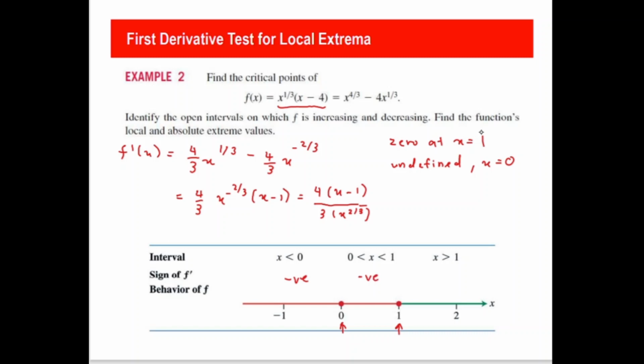For the second one, between 0 and 1, you'll find that it is also negative. You can choose any value, 0.5, 0.6, and any single value that you choose here will give you a negative sign for f'. For the third interval, x greater than 1, you can choose any value as well, and you find out that the sign is positive. So here we have our function decreasing, here also decreasing, and here increasing.